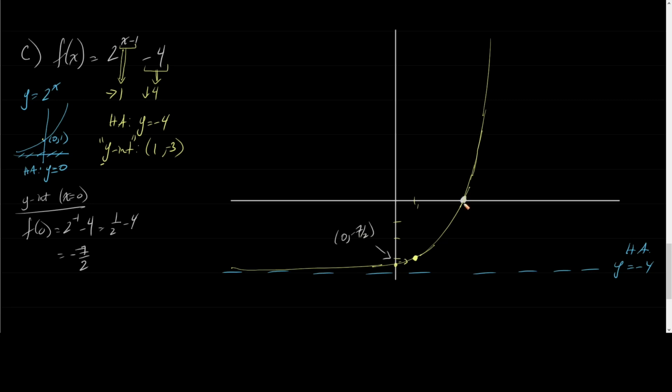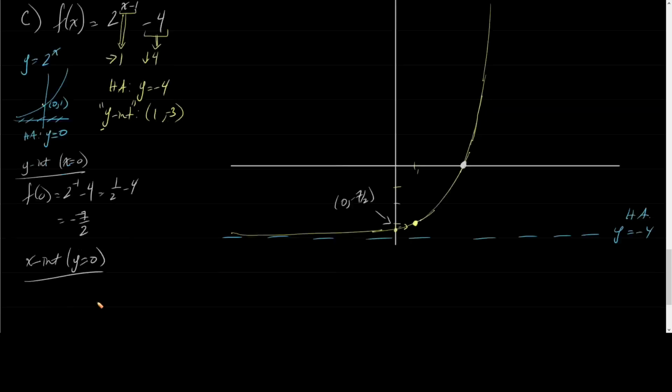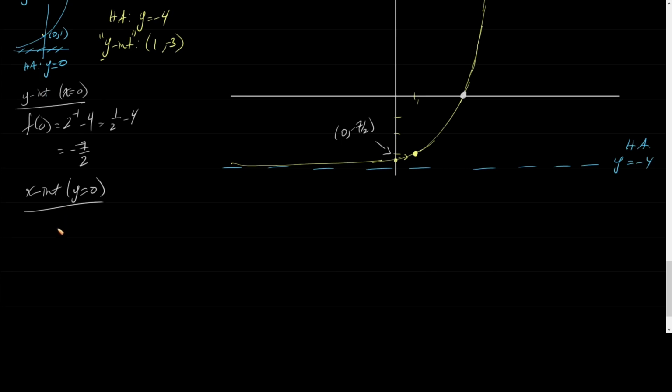This point over here, that's our x-intercept, which is when y is equal to 0, right? So what does that do for us? So we have 2 to the x minus 1 minus 4 is equal to 0. Move the 4 over. 2 to the x minus 1 is equal to 4. 4 is the same thing as saying 2 squared, so we have 2 to the x minus 1 is equal to 2 squared. From the 1-to-1 property, this tells us that x minus 1 is equal to 2.